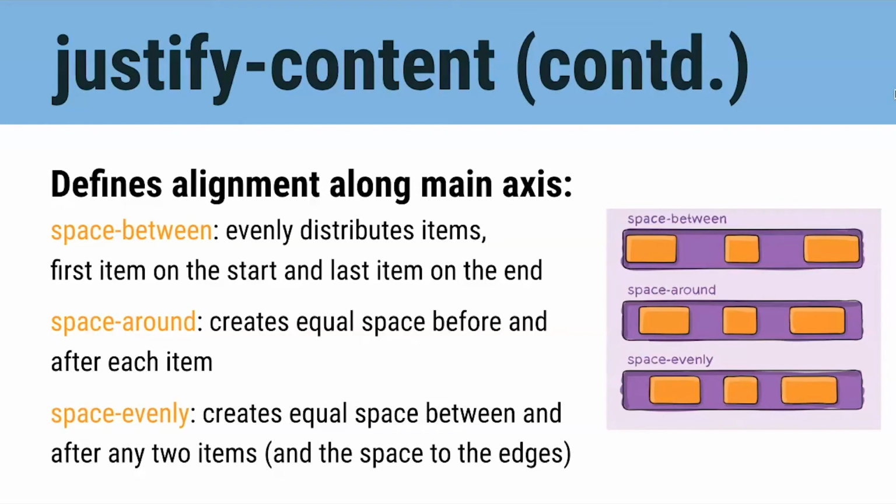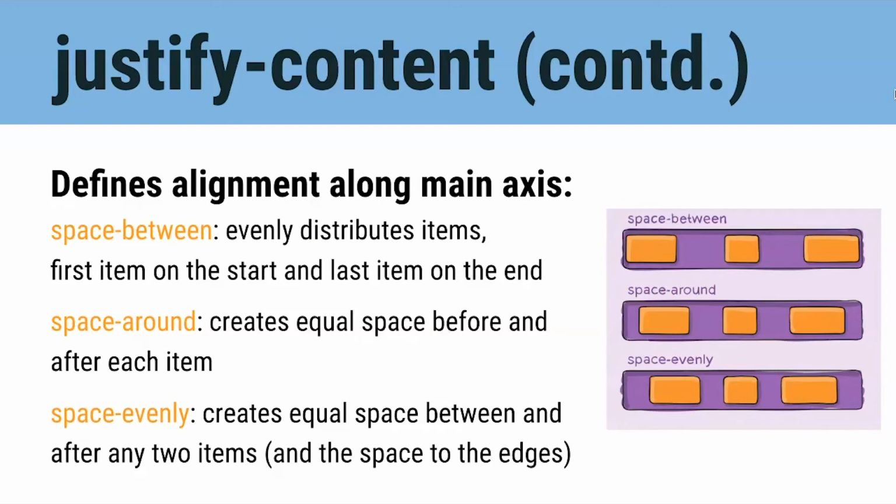Take a moment and look at the Space Between example on the screen. Notice how the first item is on the start and the last item is on the end, so there is no space between the first and last item and their edges. Space Around then creates equal space before and after each item. However, this time when looking at the Space Around example on the screen, notice that visually the spaces aren't equal.